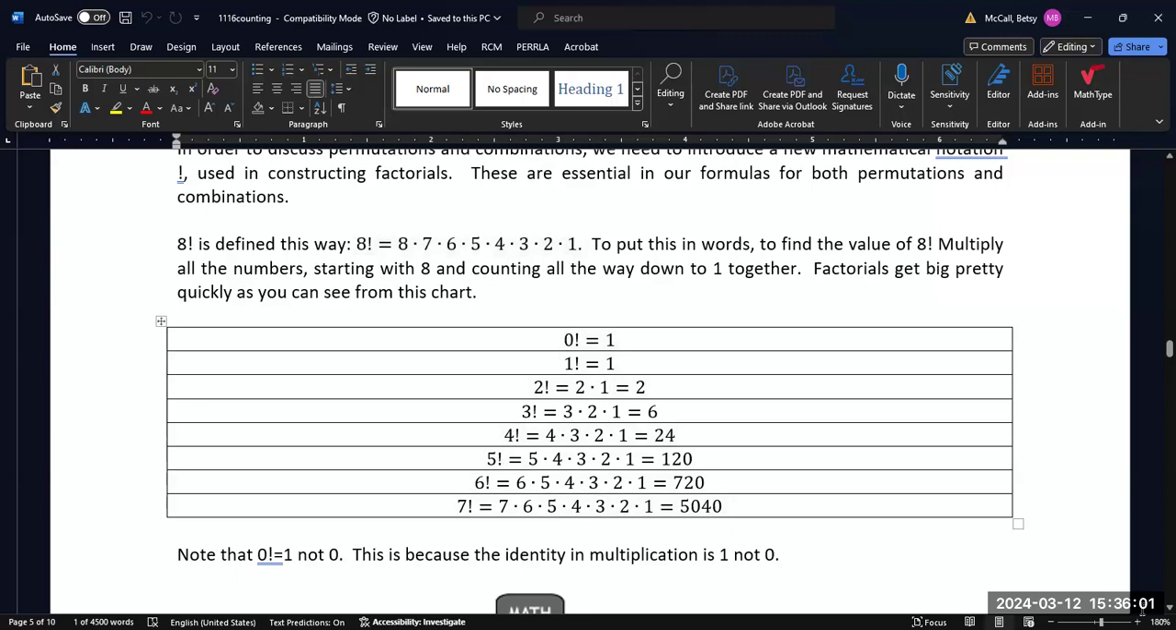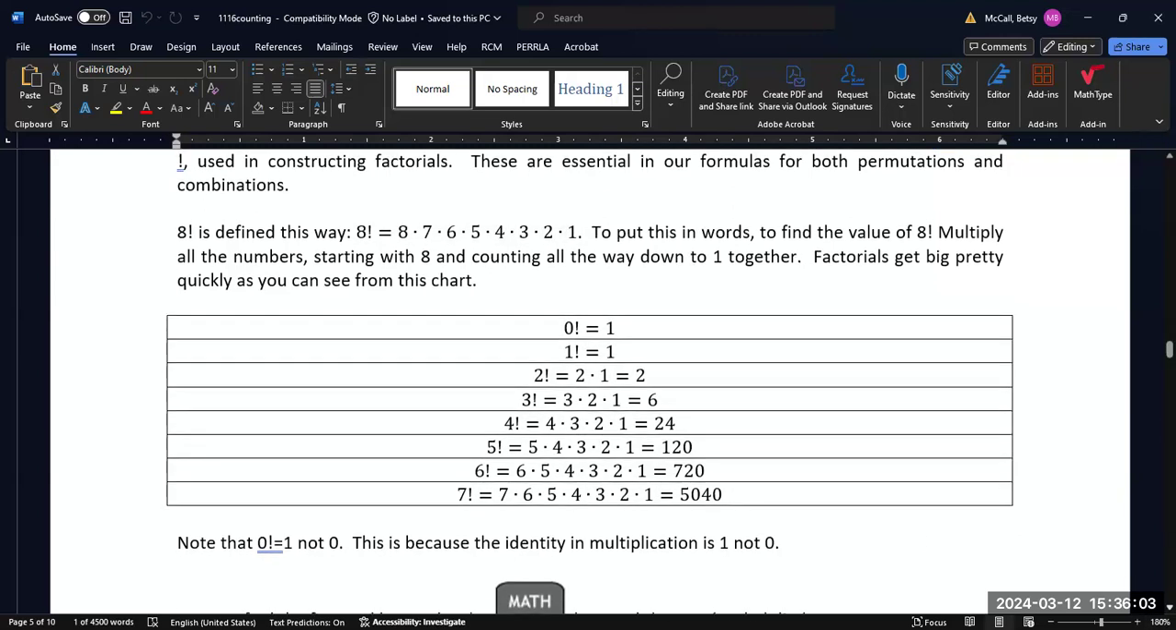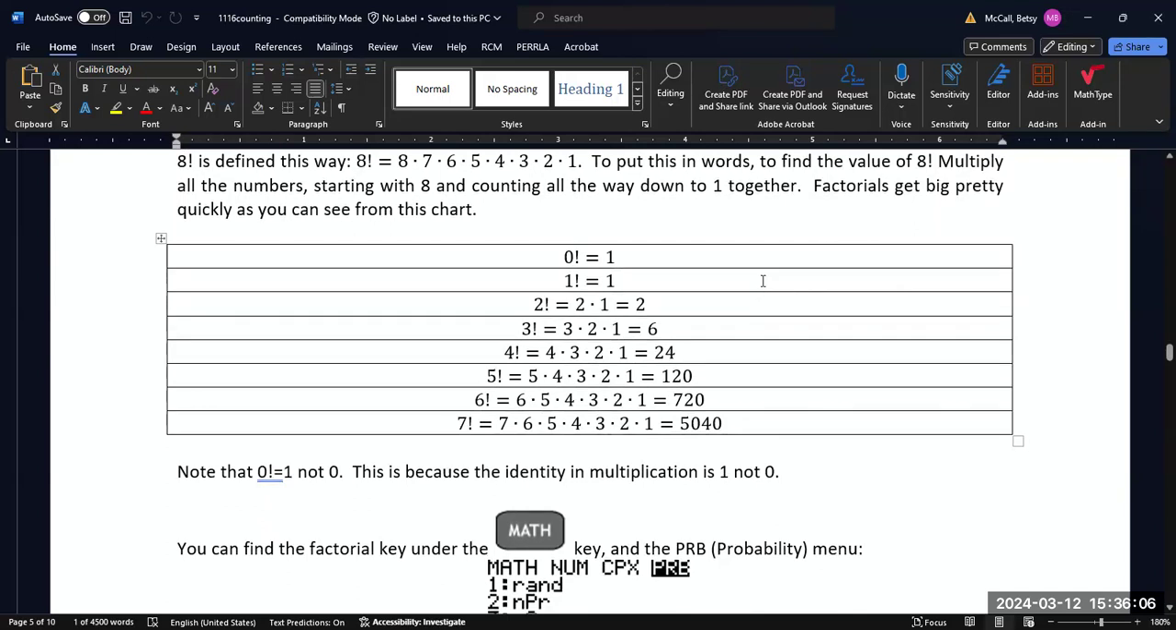So this table of factorials gives us a flavor of the sequence. 0 factorial is defined to be 1. 1 factorial is 1. And then the pattern continues. 2 factorial is 2 times 1. 3 factorial is 3 times 2 times 1, which is 6. 4 factorial is 4 times 3 times 2 times 1, which is 24, and so on. 5 factorial is 120. 6 factorial is 720. 7 factorial is 5040, and so forth.